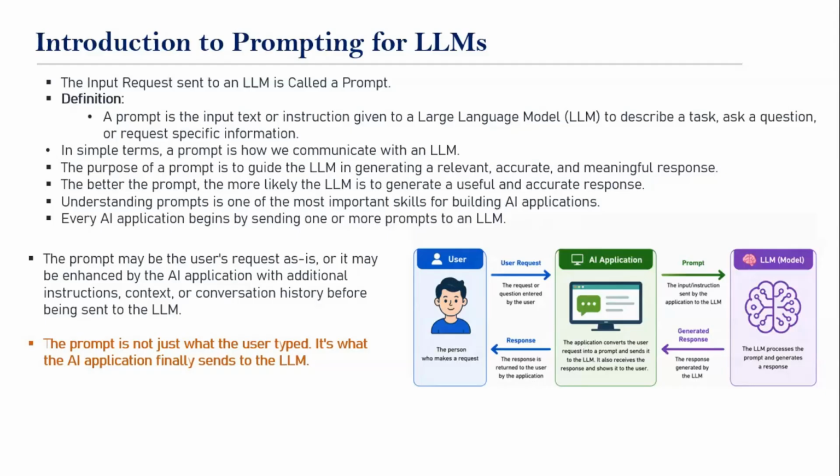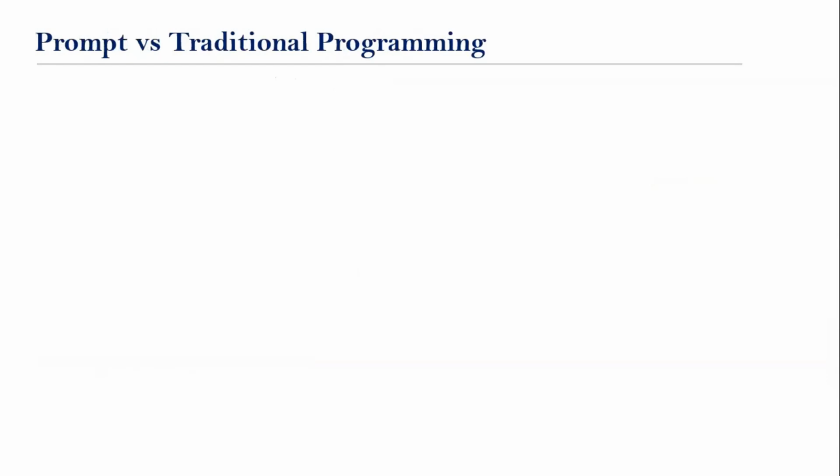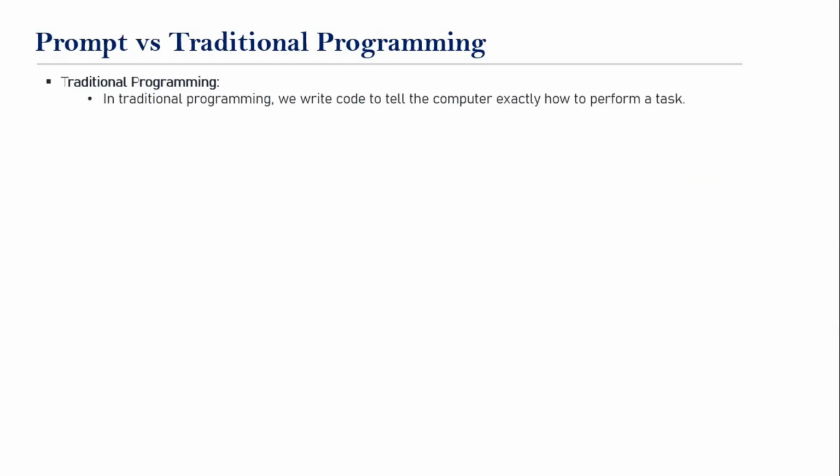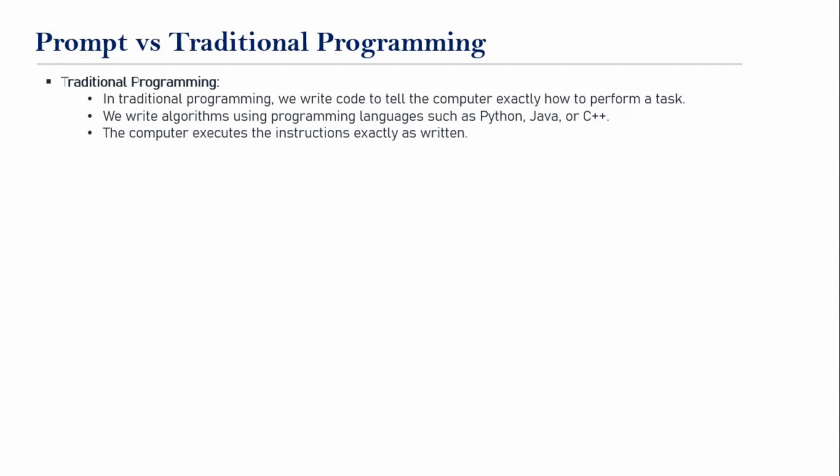That's it. Now let me go with prompt versus traditional programming. See, if you go with traditional programming, we write code to tell the computer exactly how to perform a task. So for that, we write algorithms using programming languages such as Python, Java, or C++, or any language, right? And here, the computer executes the instructions exactly as we've written. And for the same input, the output is usually deterministic in traditional programming.